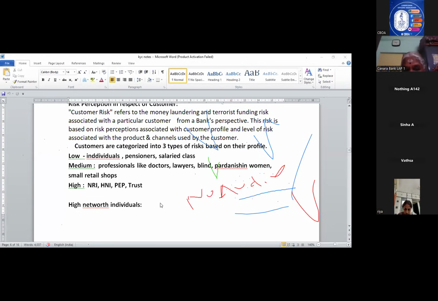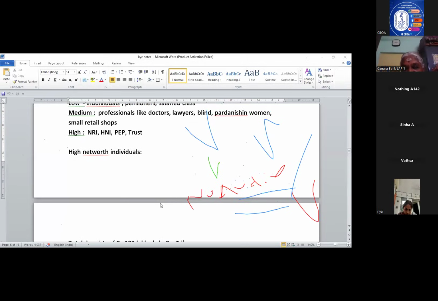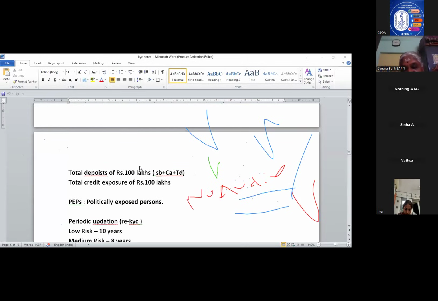Then who is called a high net worth individual? A high net worth individual is a person who is having deposits, all put together, of more than 100 lakhs, or total credit exposure of 100 lakhs. Any one of these two. If he is having deposits or a credit exposure, then he is called a high net worth individual.